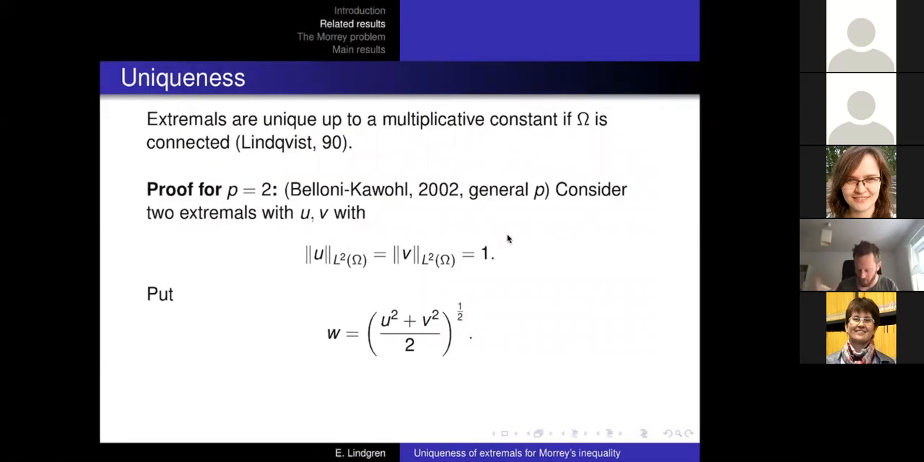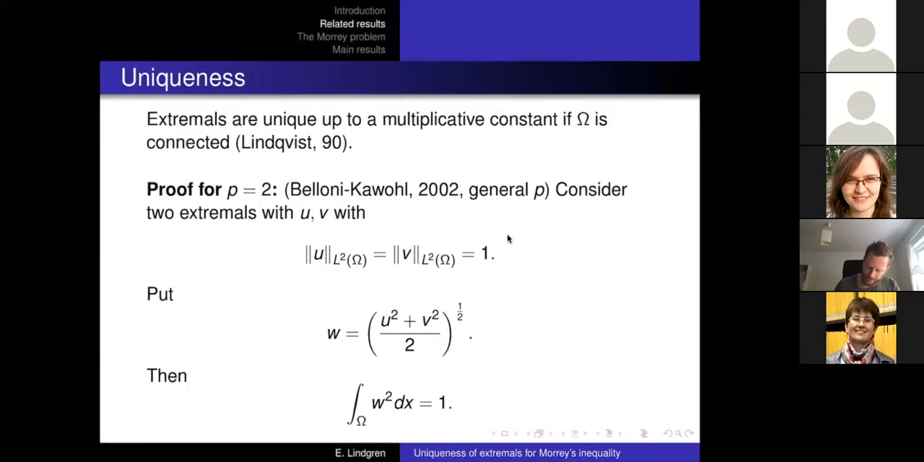Okay, so what do we do? Well, one way is to construct this function: you take the average of the squares and you take the square root of that. Then obviously the L^2 norm of this function will be 1. So then it just boils down to, can we say something about the L^2 norm of the gradient of this function? If it turns out to be less than or equal to the average of the squared L^2 norms of the gradients of u and v, well, then we're in a good position maybe to apply some convexity inequality.